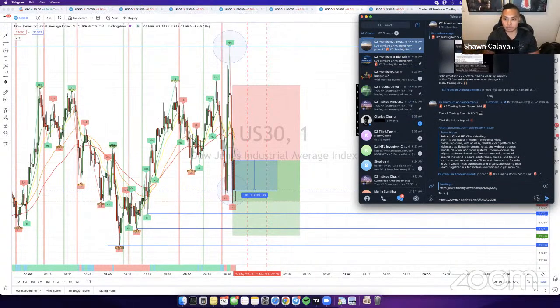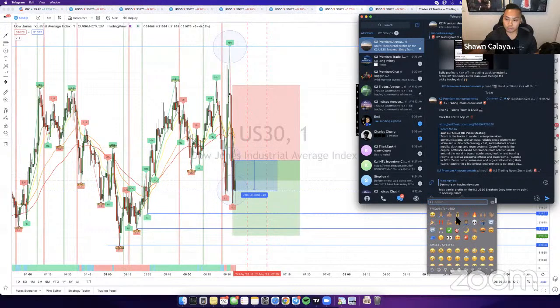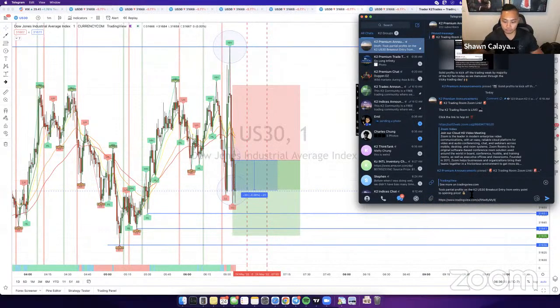I have to say it's partial profits on the US30 breakout, entry point to opening price. And I'll screenshot that real quick too. So it's good right there.